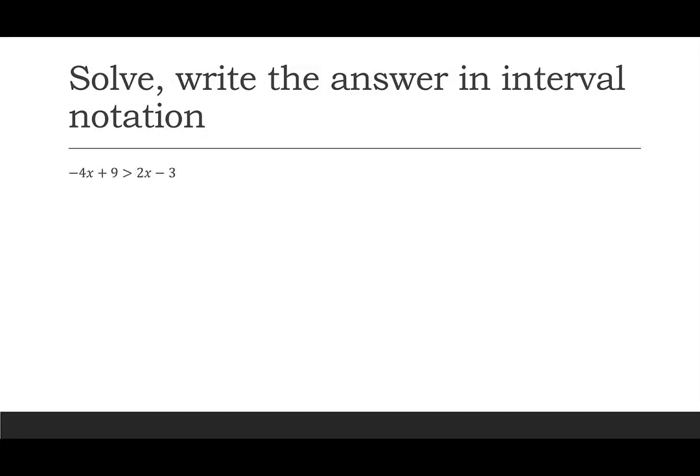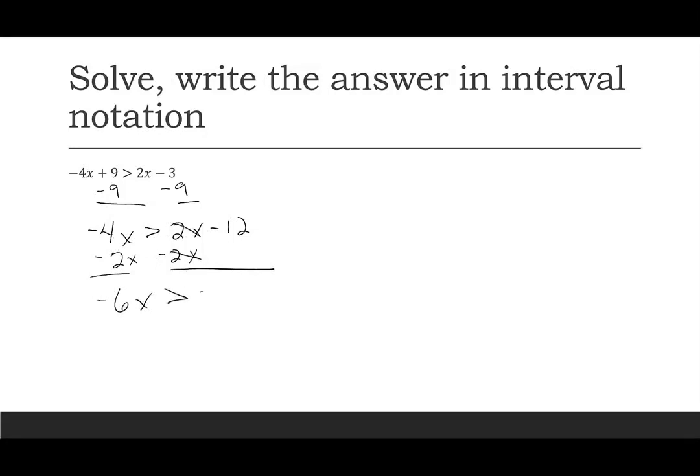Switch it up. I have negative 4x plus 9 is greater than 2x minus 3. Again, let's get x on the left, numbers on the right. So I'm going to start by moving the 9. I subtract it on both sides. I have negative 4x is greater than 2x minus 12. Let's subtract 2x from both sides. I have negative 4x minus 2x is negative 6x. Those 2x's cancel. I have greater than negative 12. This time, when I divide by negative 6, I really want to pay attention to the fact that the 6 was negative. This now says x is less than positive 2. So I divided by a negative, I flip my inequality.